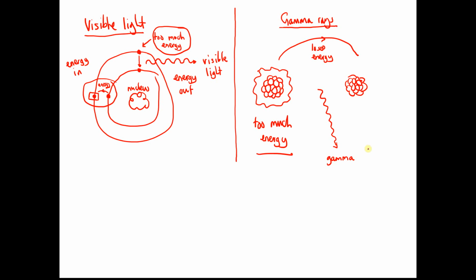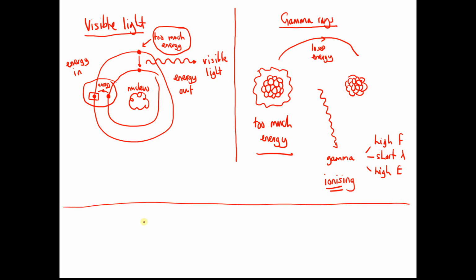So let's not forget, gamma is extremely high frequency, very, very short wavelength, and as a consequence it's also got very, very high energy. So gamma is a type of radiation that we call ionizing radiation. So these two situations are really similar to each other.